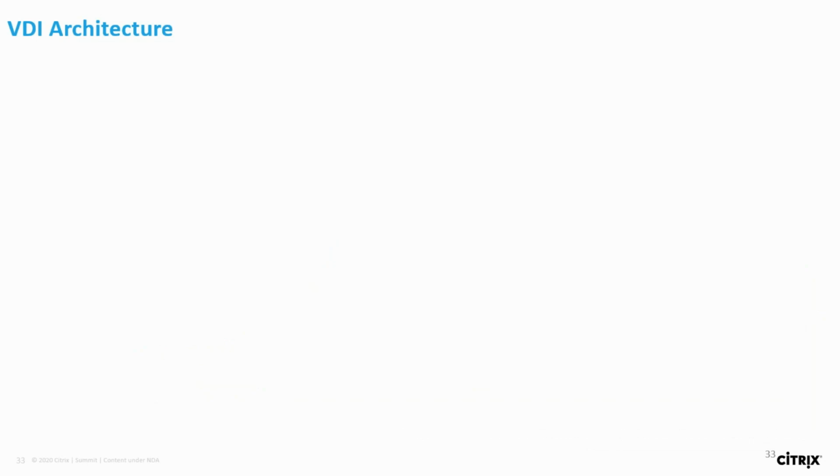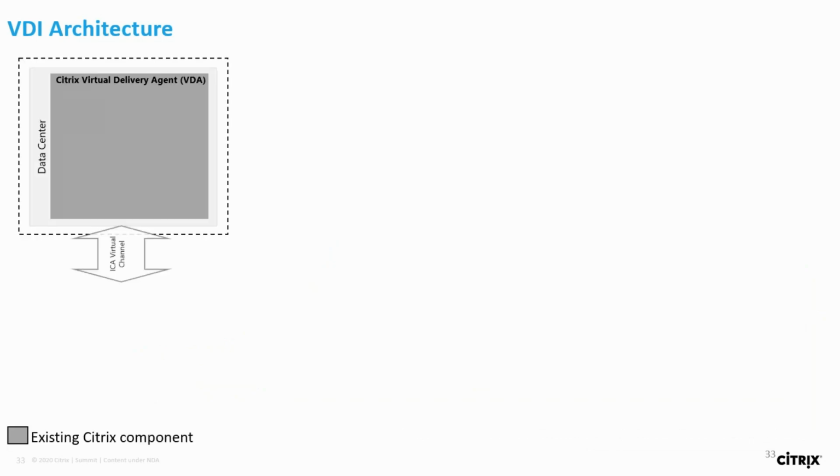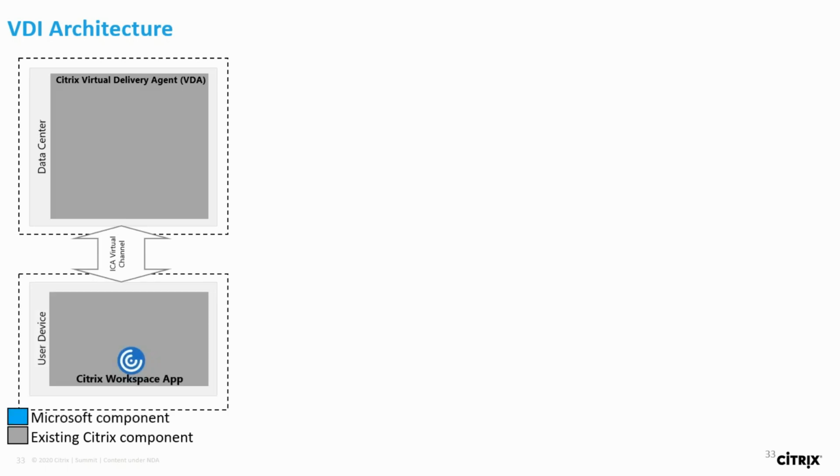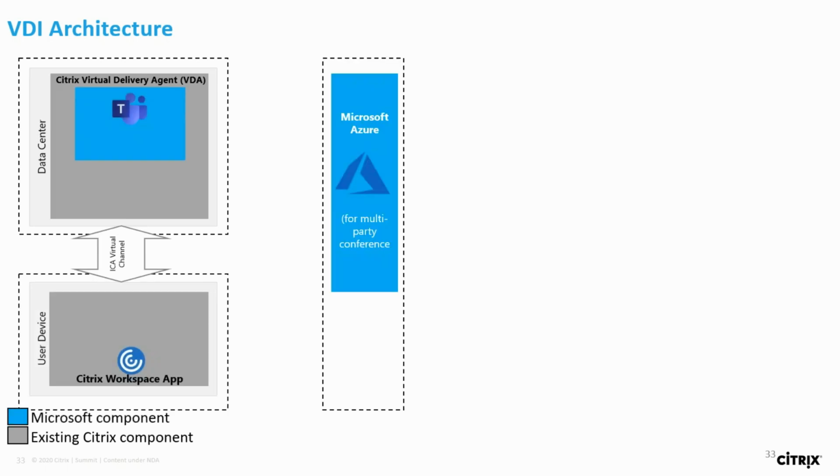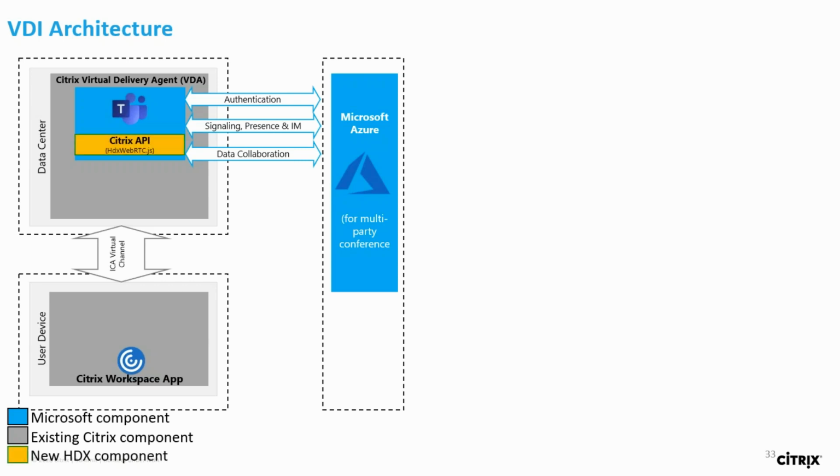So I'll just hand over to you now, Gavin. Yeah, perfect. Sounds good. Okay, guys, just to show very briefly, just to fly through a bit of architecture and how it actually works on this one. So on the top there is the VDA, the agent on the virtual machine with Teams installed, and on the bottom is the user device with the Workspace app installed.